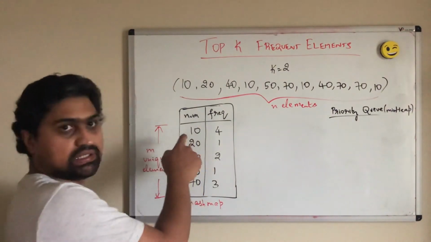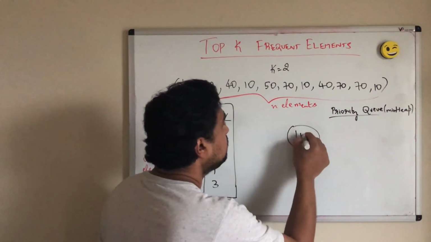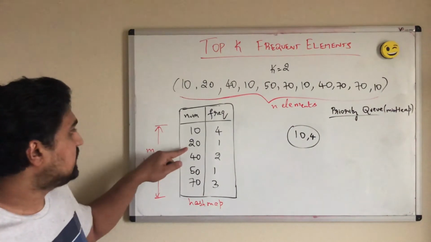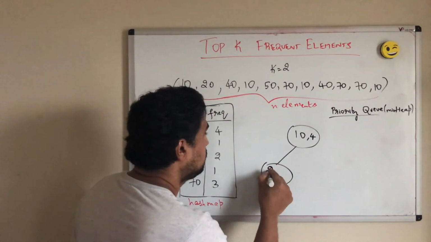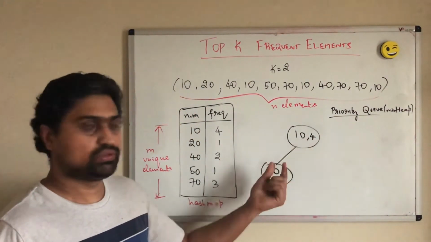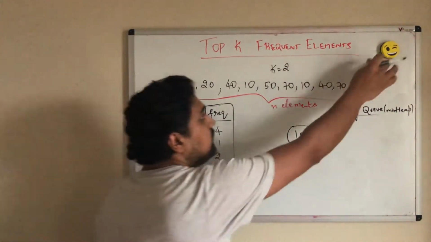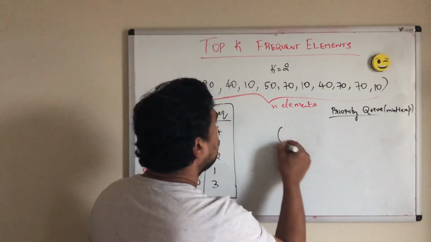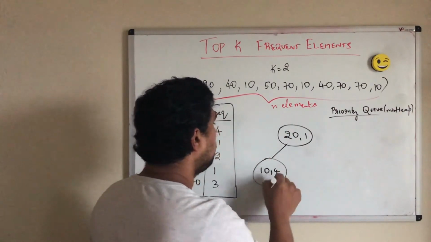Let's add the first key, which is 10, with a frequency of 4 to the priority queue. So I'll mark the frequency also for our understanding. Okay, now the next element is 20 with a frequency of 1, so we'll add it to the priority queue. Now this frequency 1 is less than 4, so the priority queue will rebalance, that is we'll call the heapify function, and this will move to the top. So this is 20, 1 and 10, 4.